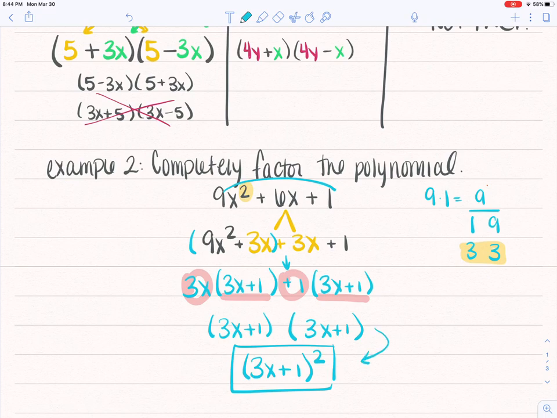Either one of these would be accepted. I would prefer you get in the habit of writing it as 3x plus 1 squared, because where you're going in Math 102 and Math 110, that's going to be the form that we work with.